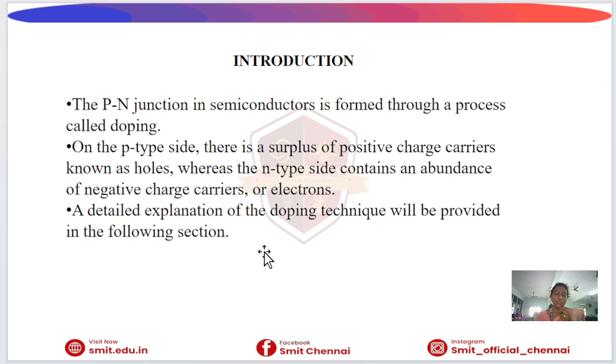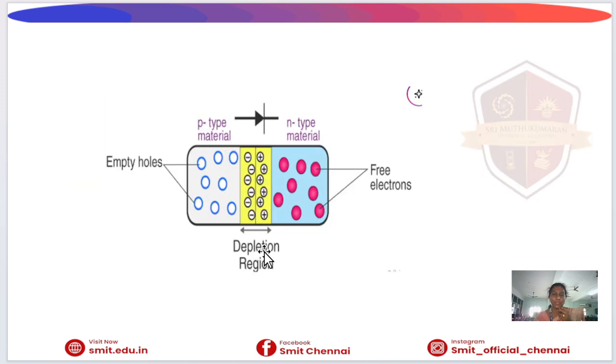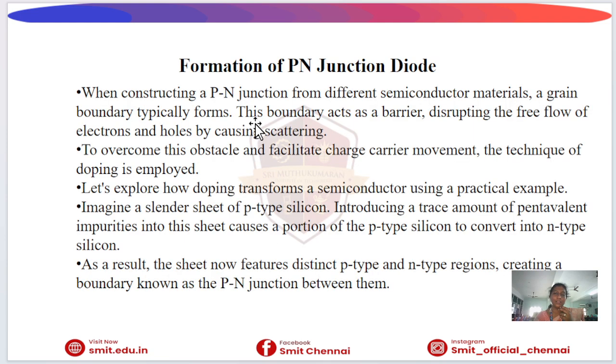Now the formation of the PN junction. This is the PN junction diode. On one side the majority carriers are the empty holes and on the other side the free electrons. In between, they attract one another, so it creates a depletion region. To form the PN junction diode, consider a silicon crystal. One portion is doped with the trivalent impurity, that is the P region, and another portion is doped with the pentavalent impurity, that is the N-type region. When both regions are joined, the PN junction is formed.